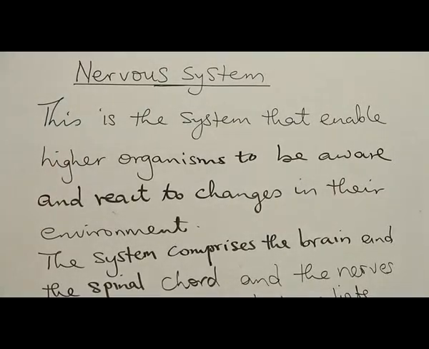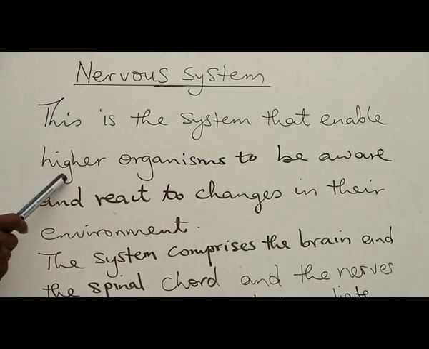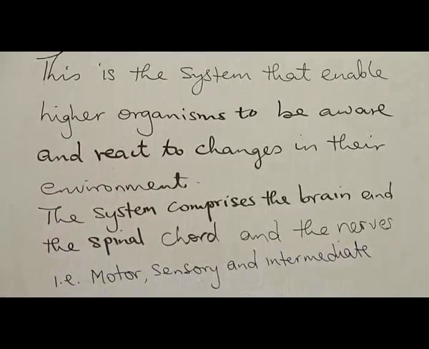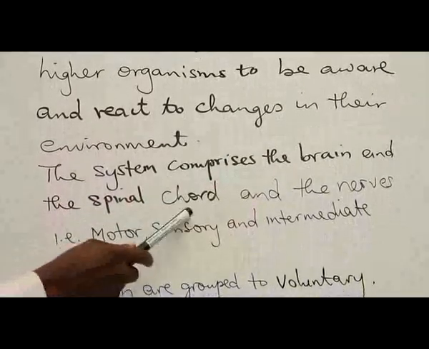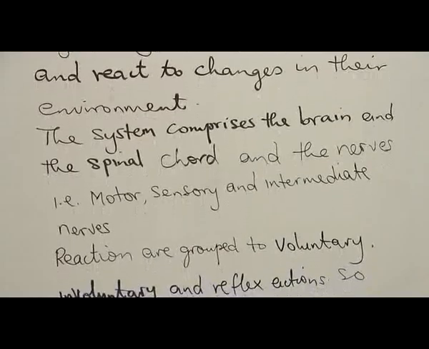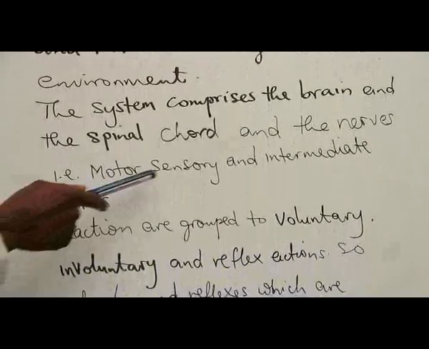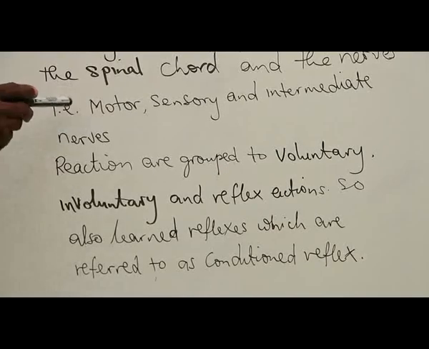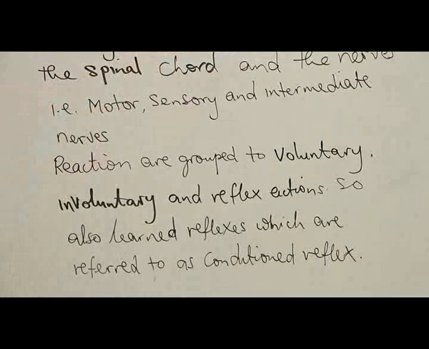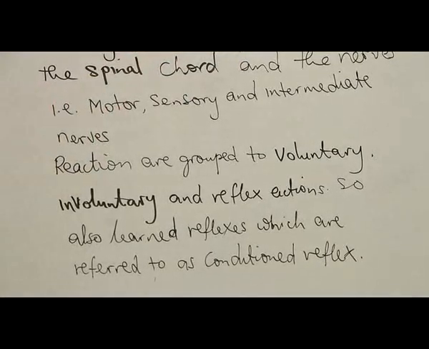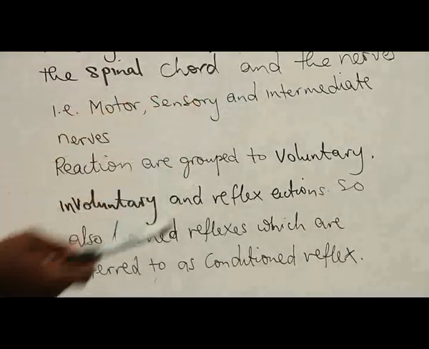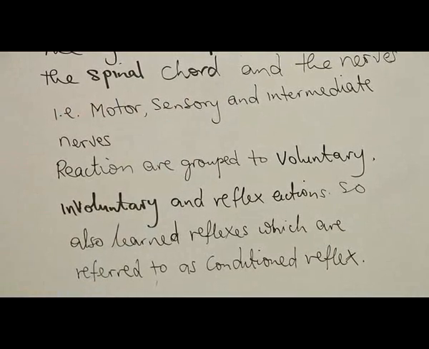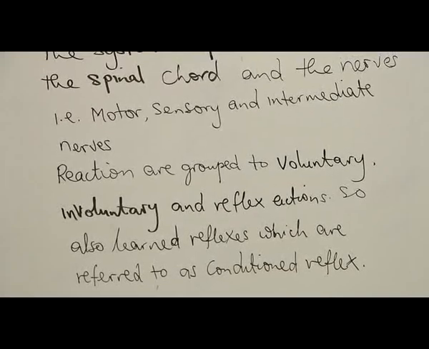Nervous system, as defined earlier on, is a system that enables higher organisms to be aware and react to changes in the environment. The system comprises the brain and the spinal cord and the nerves, which are motor nerves, sensory nerves, and intermediate nerves. The system is also divided into central nervous system, which is the brain and the spinal cord, and the peripheral nervous system, which comprises the nerves. Then the other one is autonomic nervous system that controls the involuntary actions in the internal organs.